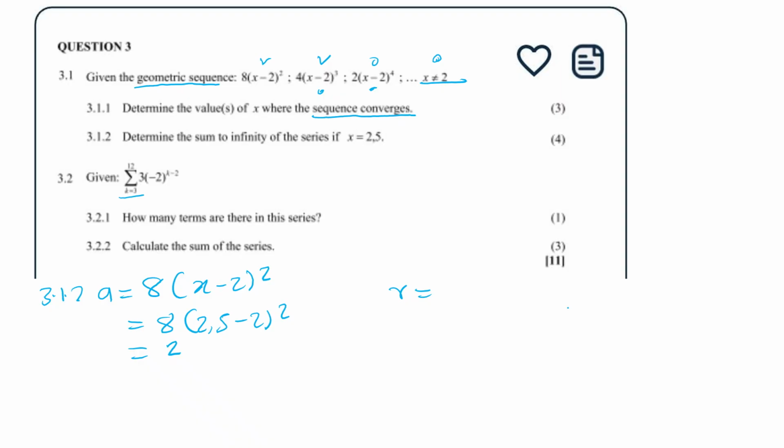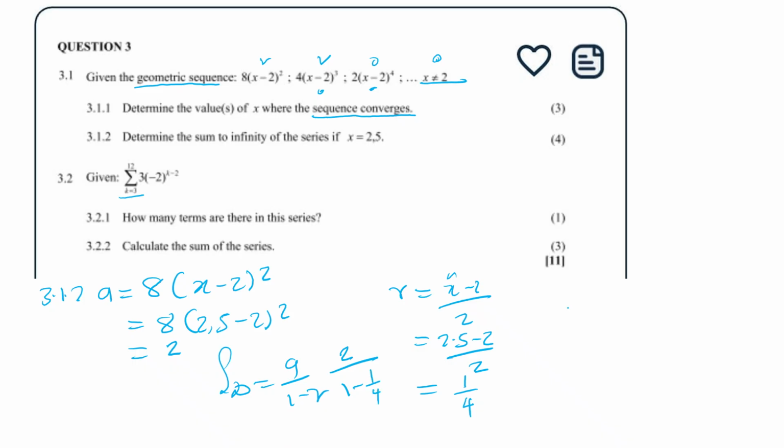Right, therefore now for you to find the value of r, remember on 3.1.1 we simplified r as equal to x minus 2 over what, over 2, right? Therefore now we can substitute our x as 2.5 minus 2 over 2, and then our r will be equal to 1 over 4. Therefore now the sum to infinity equals a over 1 minus r, and then our a is 2 over 1 minus 1 over 4, and then our sum to infinity is 8 over 3.